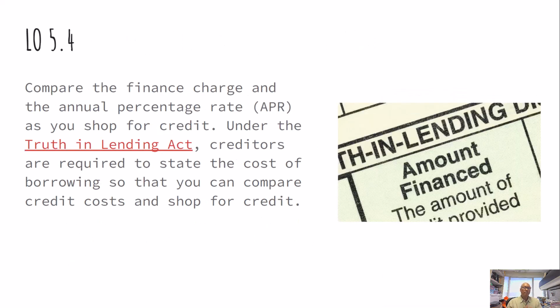All right, and that covers our learning objective for section 5.4. The learning objective is for you to be able to cover the finance charge and annual percentage rates as you shop for credit. So it turns out that there's an actual law here where the creditors are required to state the cost of borrowing so you can compare, whether it be credit cards or loans. You want to be able to compare to see what the best annual percentage rate is for you.